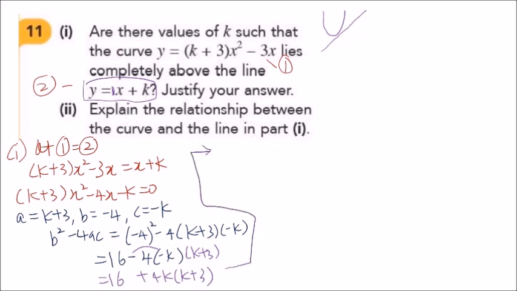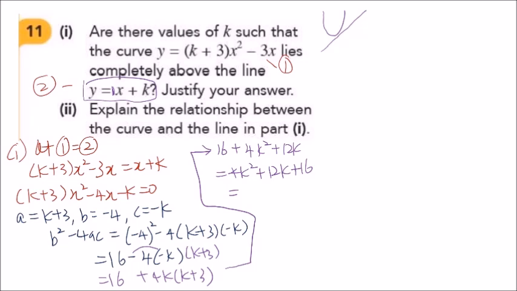Right, then I simplify further. 4k times k will be 4k squared, and 4k times 3 will be 12k. Right, so I end up getting a quadratic expression. Right, so we're going to perform completing the square on it.